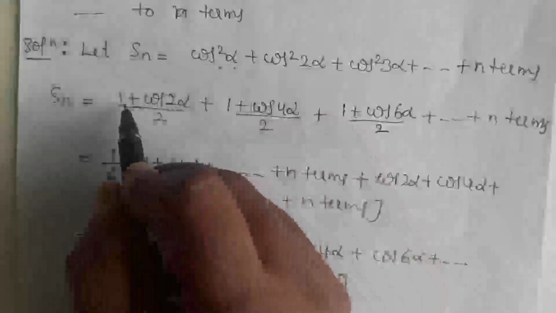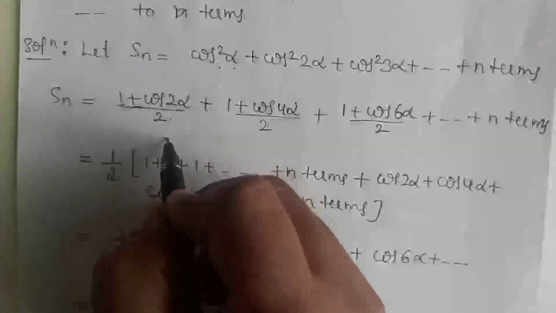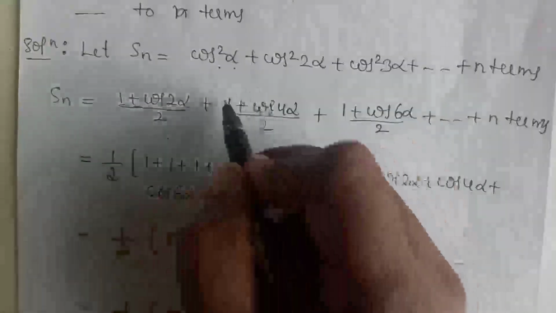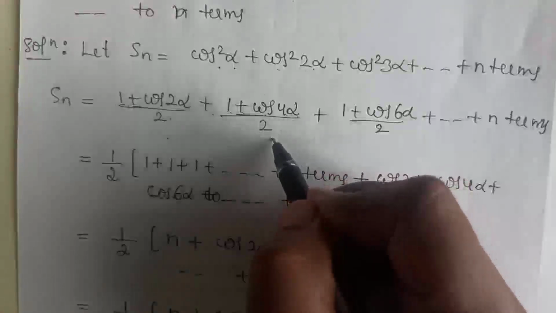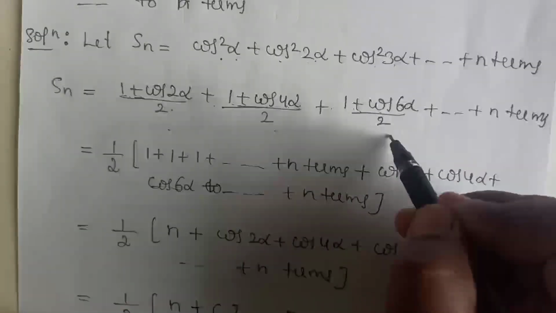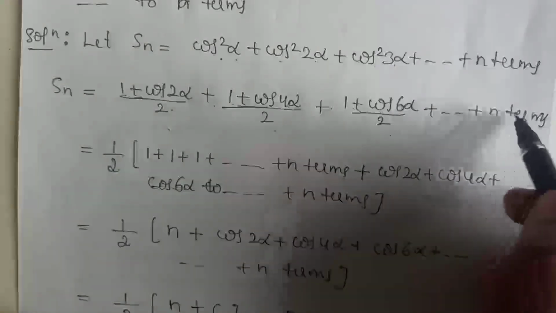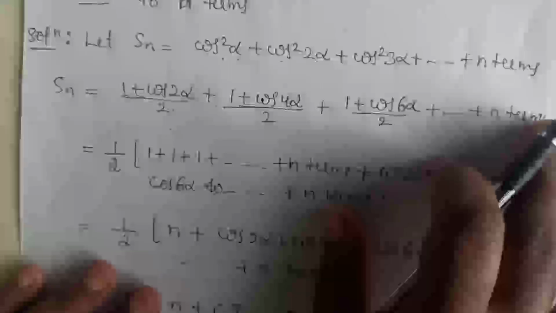By using this formula, we express all the powers in terms of cos. Cos square alpha can be written as 1 plus cos 2 alpha divided by 2, plus again cos square 2 alpha. For this one we write 1 plus cos of 4 alpha, the double of this one, divided by 2, plus cos square 3 alpha, we get 1 plus cos of 6 alpha divided by 2, plus up to n terms. Okay, now we have removed all the powers. Here you can see there are no powers.